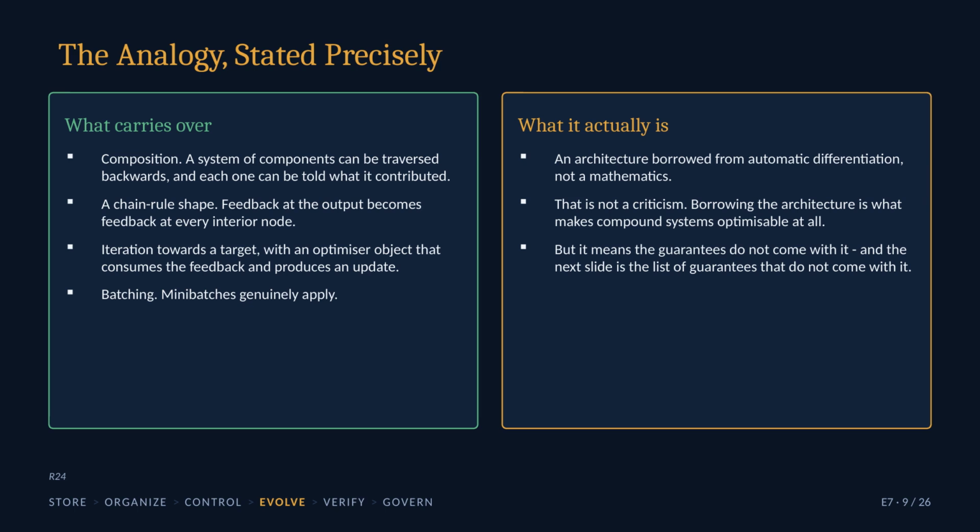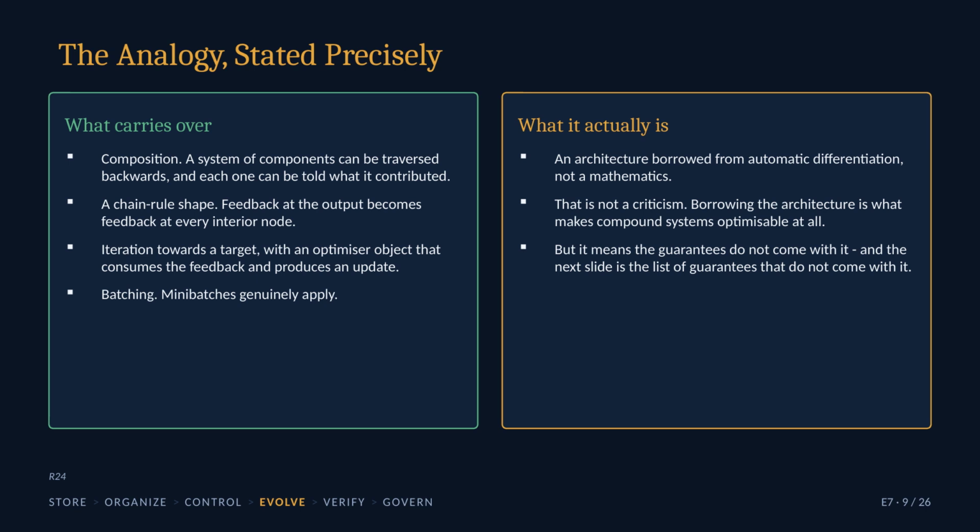So how far does the analogy actually run? Four things carry over honestly. Composition: a system of components can be traversed backwards and each one told what it contributed. A chain rule shape: feedback at the output becomes feedback at every interior node. Iteration towards a target, with an optimizer object that consumes feedback and produces an update. And batching, mini-batches genuinely apply here.